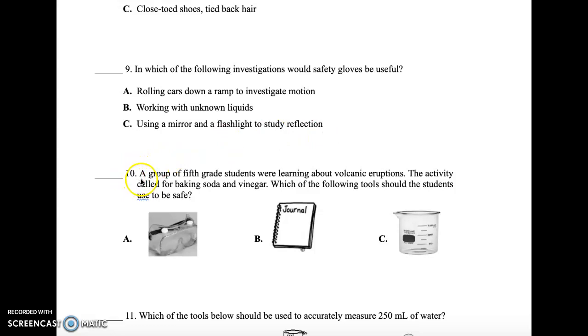Number 10. A group of 5th grade students were learning about volcanic eruptions. The activity called for baking soda and vinegar. Which of the following tools should the students use to be safe? A. B. Or C?